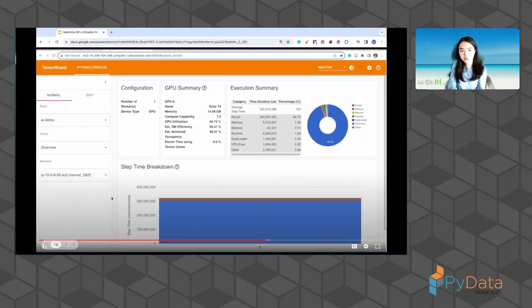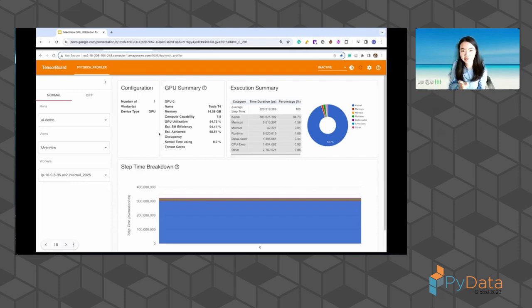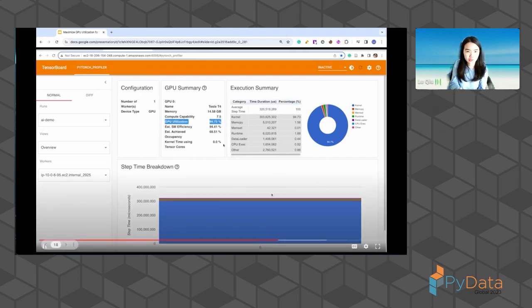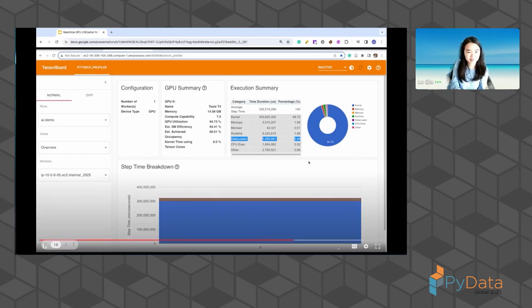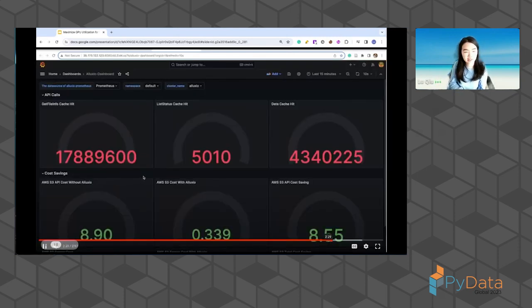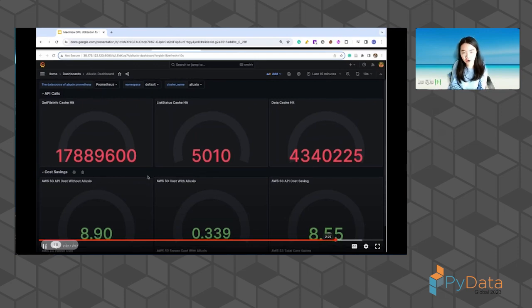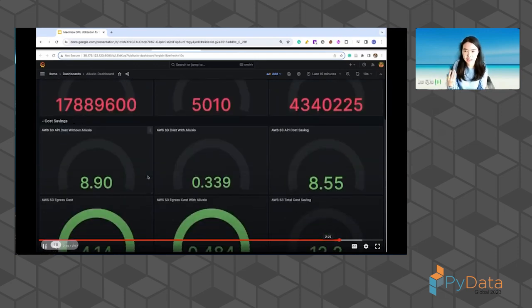For the TensorBoard, there are two key points here. The first one is the data loader rate. We can see the data loader rate is only 0.54%, and it directly results in a high GPU utilization rate of more than 90%. There are also some dashboards showing how many of the operations are cache hits against Alluxio, and how many of them actually go to the remote storage, etc.